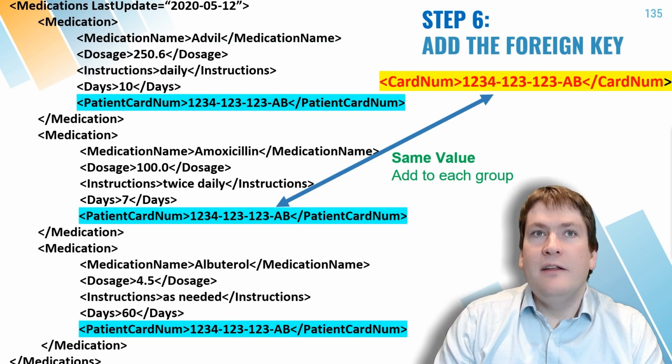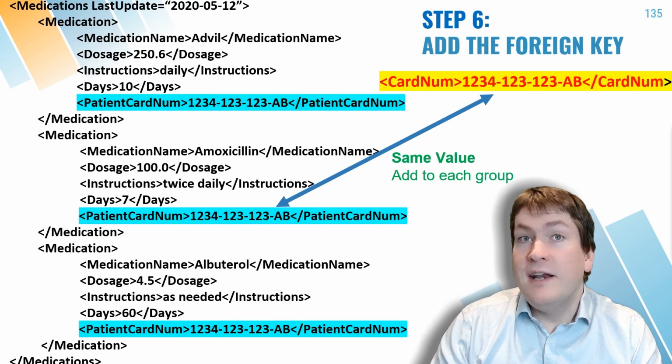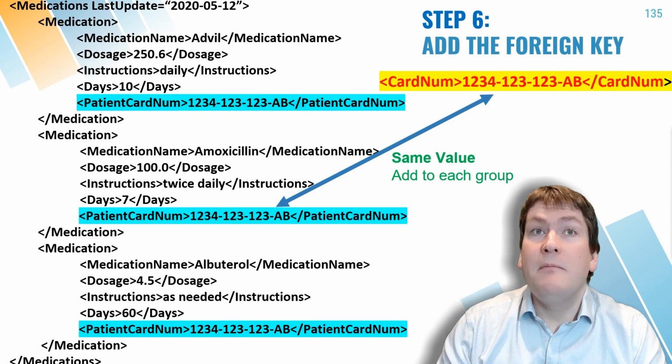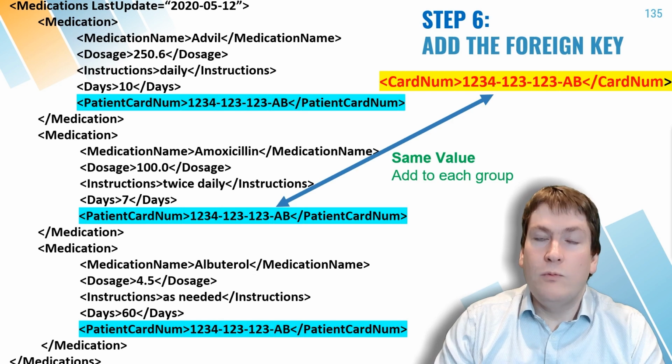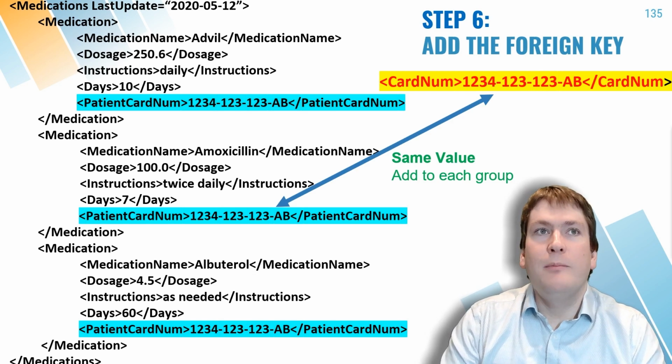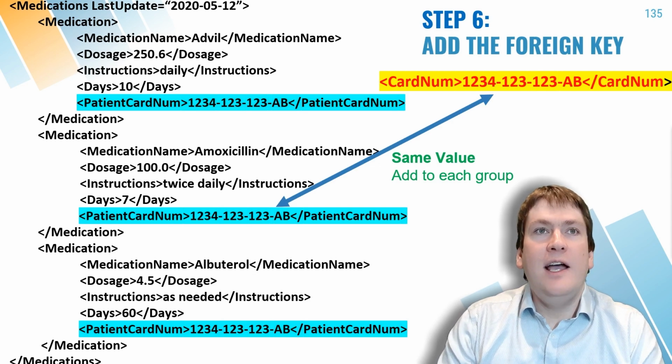That would look something like this. In this case, I called it patient card number. Remember, the foreign key doesn't have to have the same name as the primary key, but it does have to have the same value when it's the record referencing it, so when it's an instance of it. In this case, we're making sure that the value each time is exactly the same as Joe Bloggs' health card number, because these are medications for Joe Bloggs.